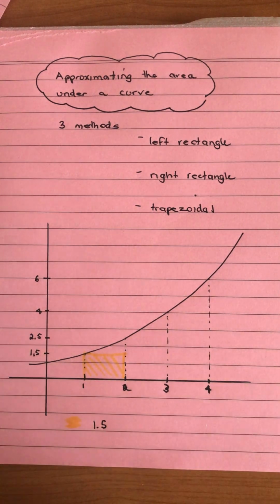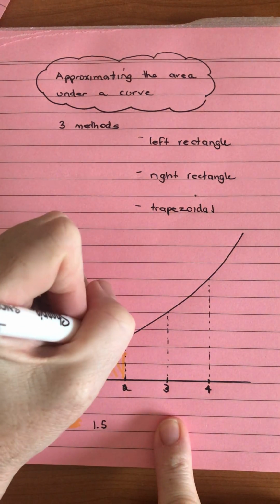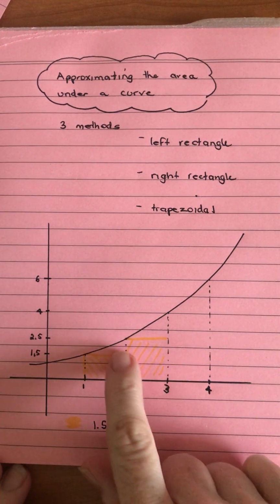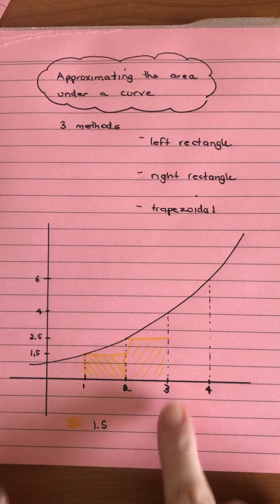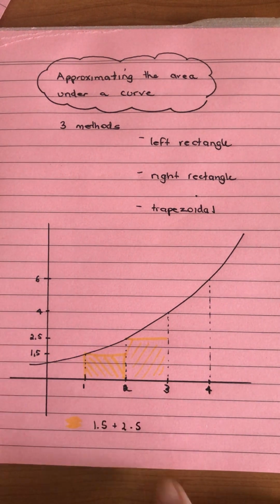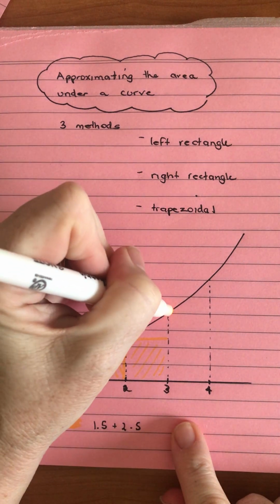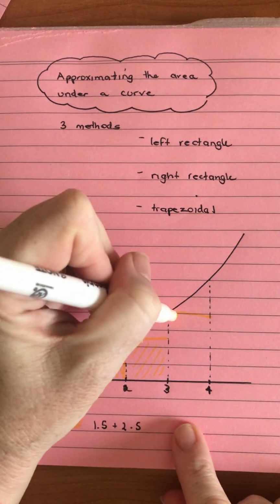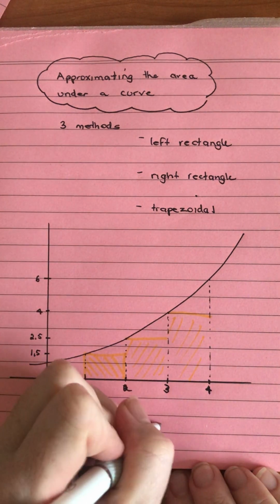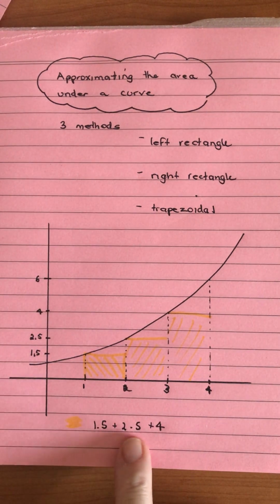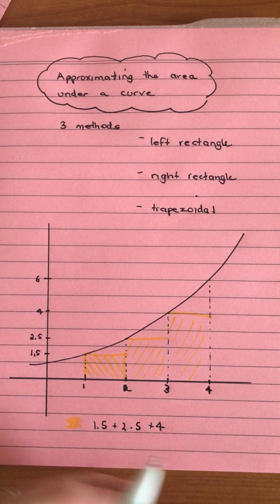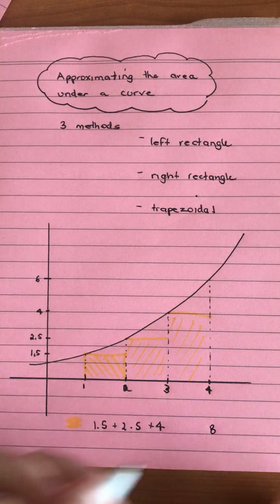Then I can do the next one. So I would bring that line across. And that comes up to 2.5. So 2.5 times 1 is going to give me 2.5. And then I've got this third one here. And that goes up to 4. So 4 times 1 is 4. So when I add that up, the 1.5 plus the 2.5 is going to give me 4, plus my 4 gives me a total of 8.